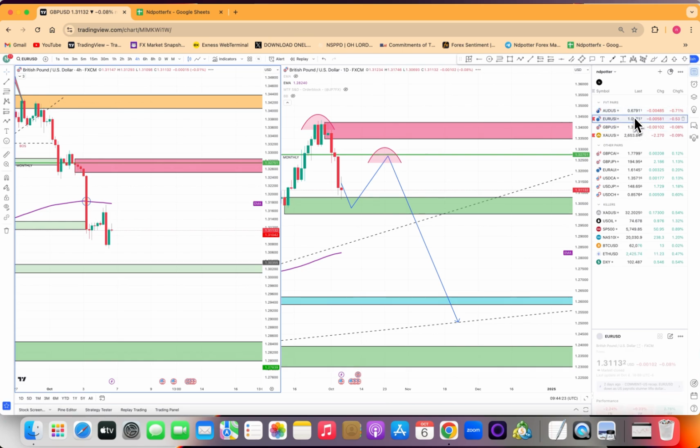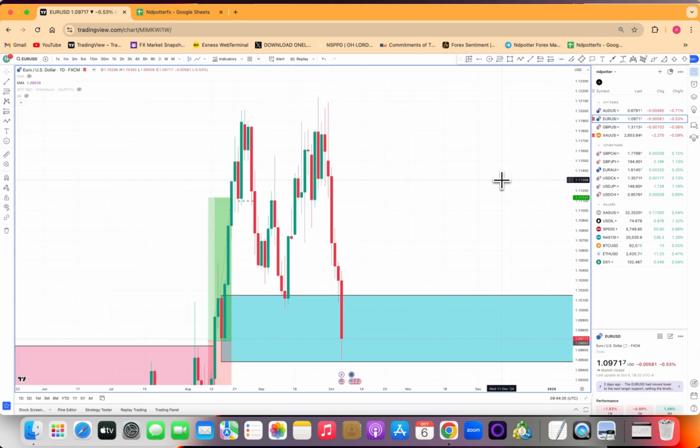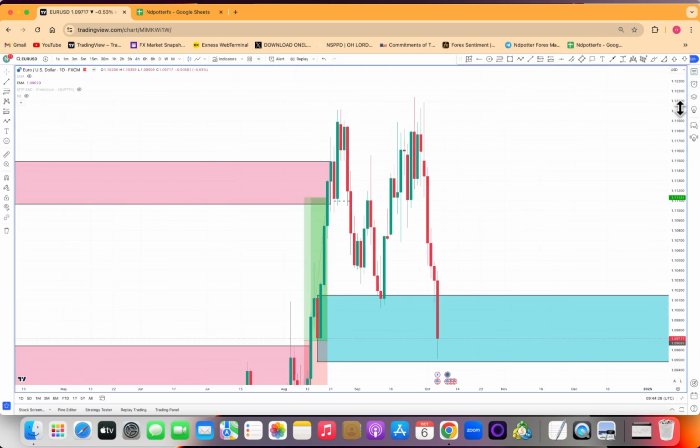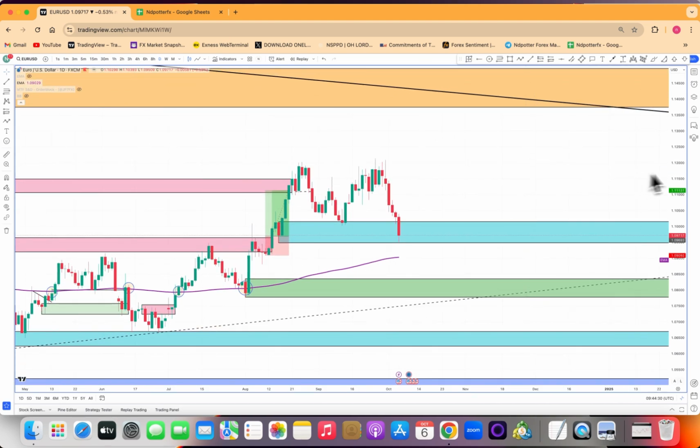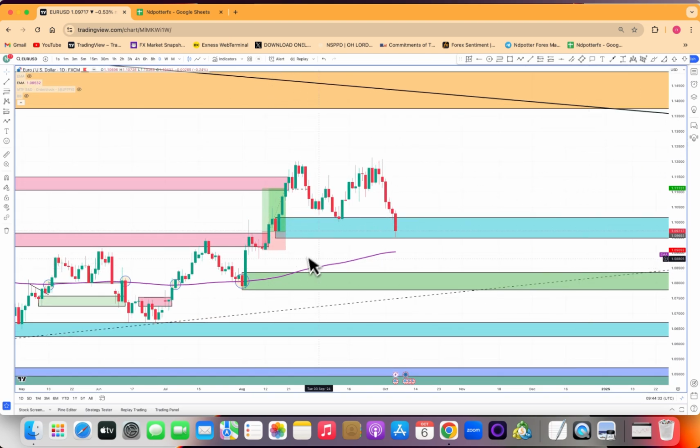Same thing with Euro USD. I haven't really been trading Euro USD for a while now. I've been focusing on GBP. But Euro USD, as you can see, has a demand zone on the daily time frame here. After the supply got removed, the market came back and retested the demand here and pushed up. We got something like a double top.